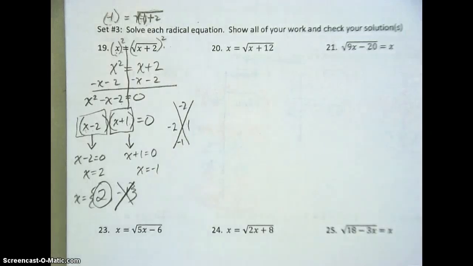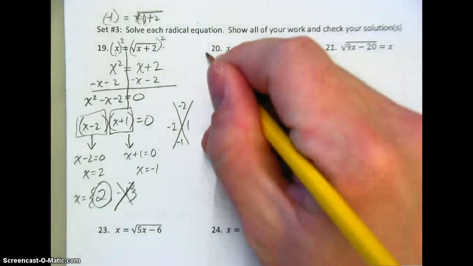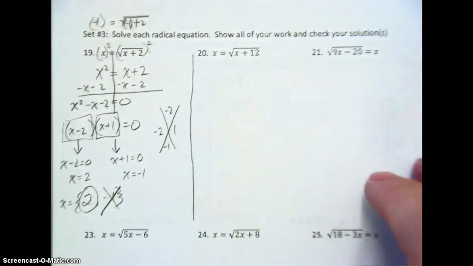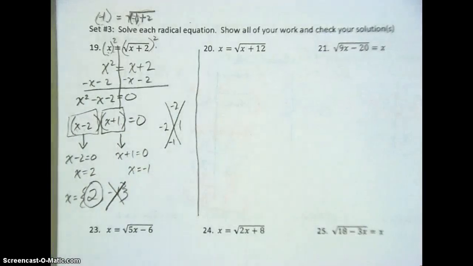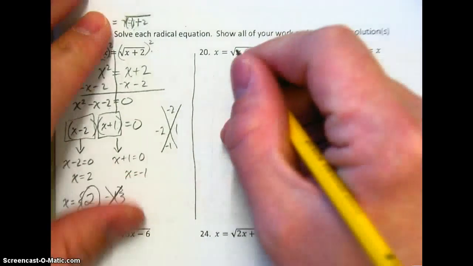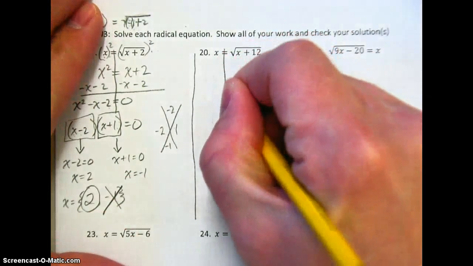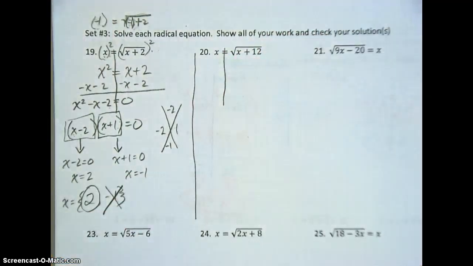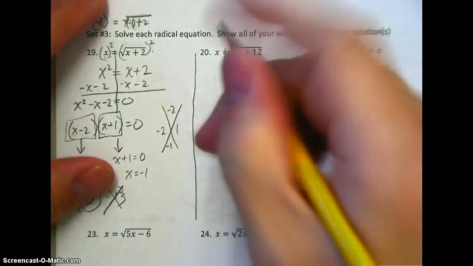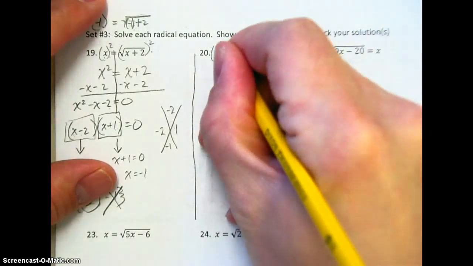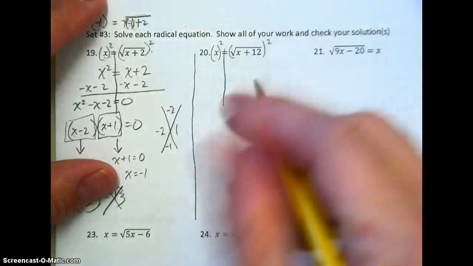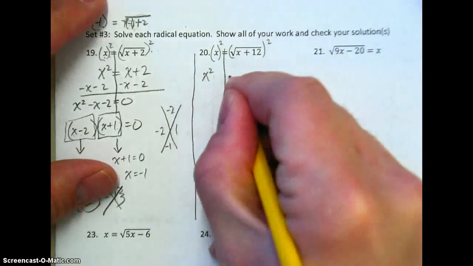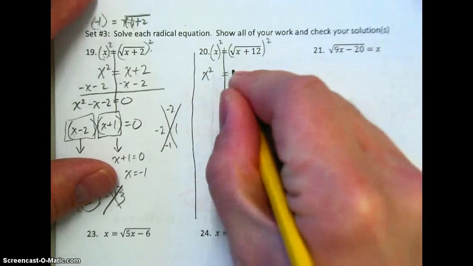All right, I want you guys to try number 20. Give it a go on your own there. See how far you can get. Okay, let's see how we did here. What's the first thing we had to do? Rena? Good, square both sides. By squaring both sides, that ends up with a quadratic on this side, x squared, and over here we end up with x plus 12.